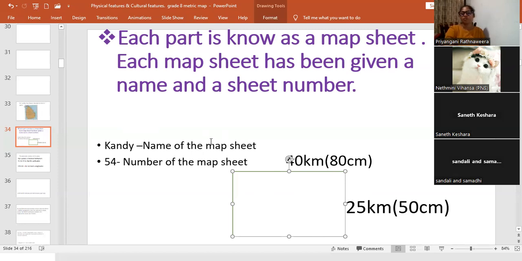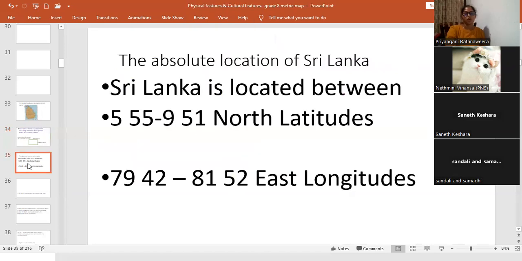This is an example for a map sheet. Every map sheet has a name and number. This is an example for that. Kandy is the name of the map sheet, number 54. Every map sheet has a name and number. We have discussed about them. This one is very important. You must know. Sometimes there may be a question.